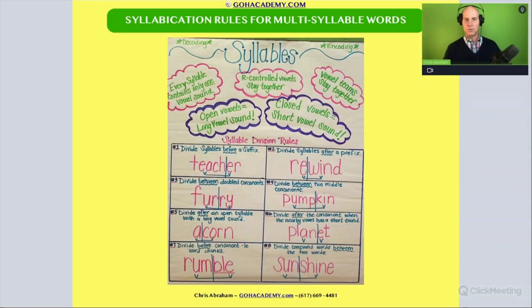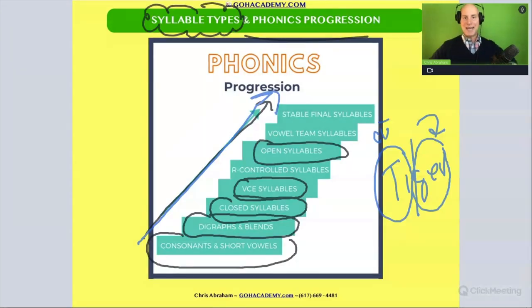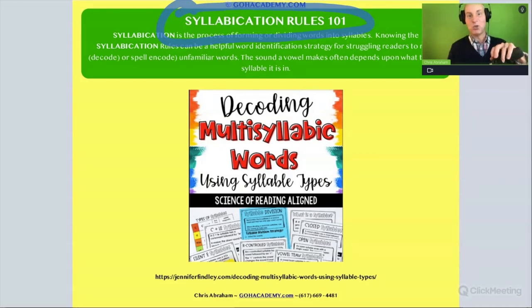All right. So we want to be very confident with these syllable types so that when we now start to talk about syllabication, as the student starts to break down multi-syllable words, if they do successfully break down the word, we can point out what syllable types they're still having difficulty with, okay? So we have to know the syllable types, and that's going to help us with syllabication. But now we know the syllable types, let's get to syllabication.